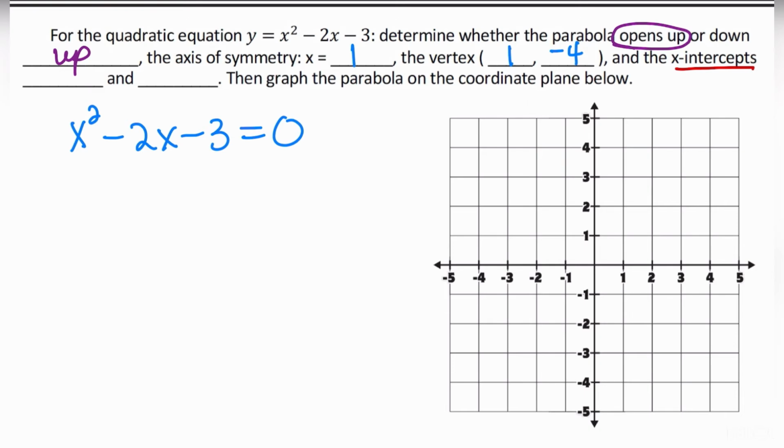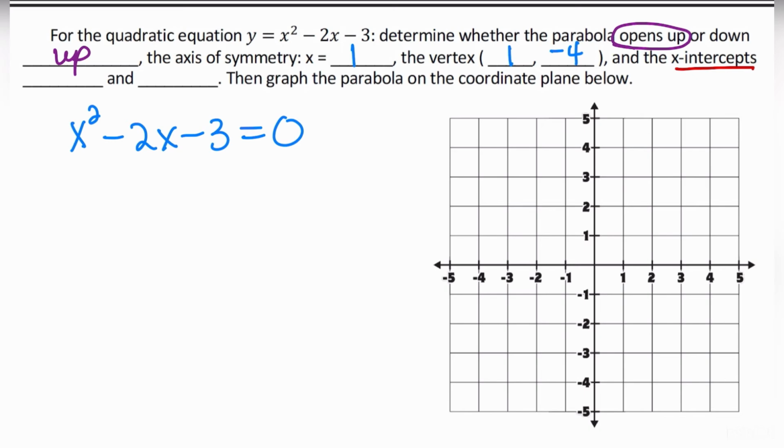Option number 1, I could try to factor. Option number 2, I can use the quadratic formula. And for those of you who need a review of the quadratic formula, there's another video that I'm going to link in the description below that you can follow along to remember how to use the quadratic formula. I also have videos on factoring, so you can also practice that as well. So in this case, let's go ahead and try to factor.